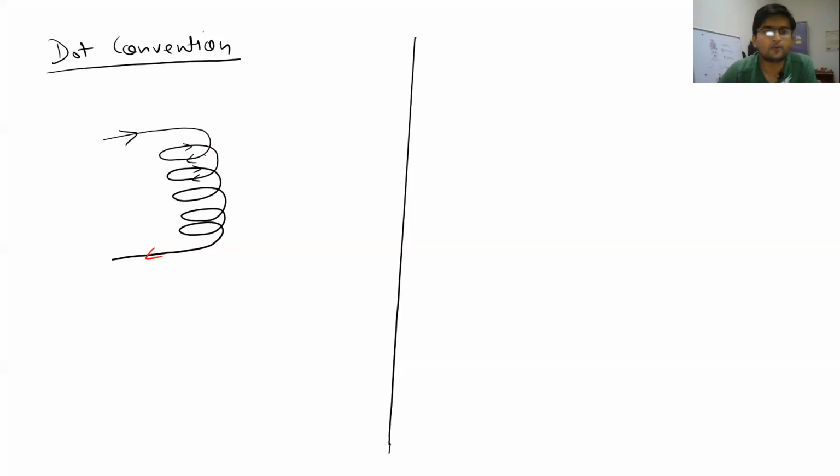So if the current is going in this direction, can you tell me where the flux will be? Suppose this pen is like this, and if current is going in this direction, your flux will be moving like this. So using this right hand rule, we can say that the flux is going in this direction, right? Because of all these coils, this flux will become strong and it will go in this direction.